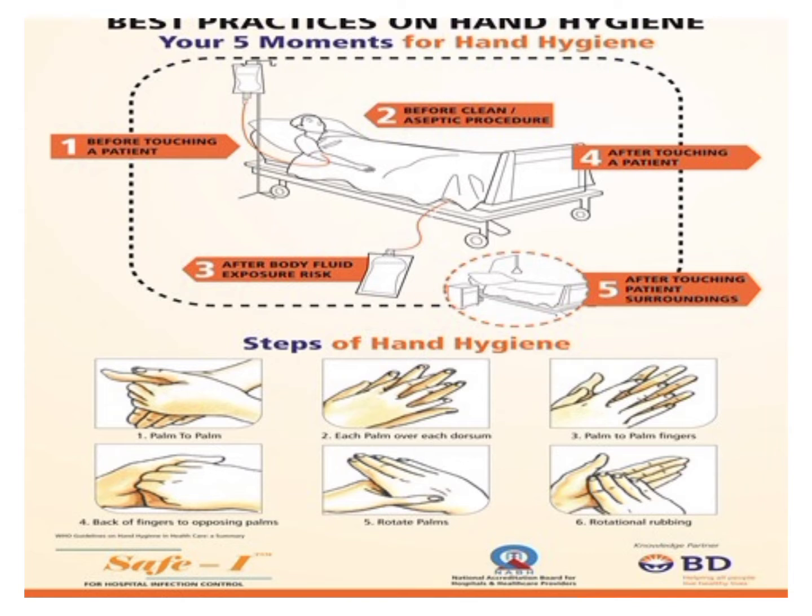So here you can see the chart. There are 6 steps given by the WHO guidelines. Palm to palm, back of the palm or dorsum of the hand, in between fingers with interlacing of fingers, interlocking of fingers, thumb rotation, and fingertips backward and forward, and vice versa. So these are the 6 important steps of hand washing.